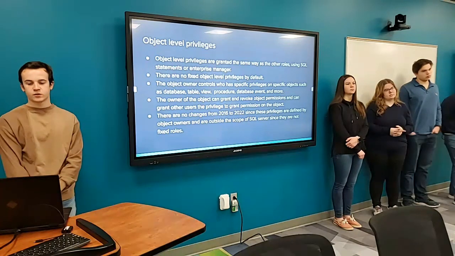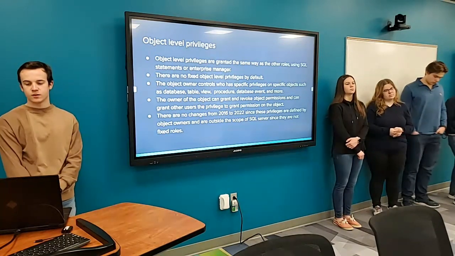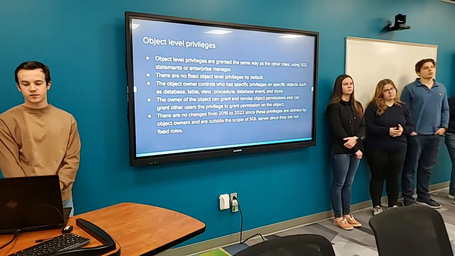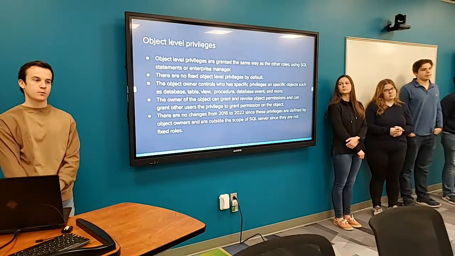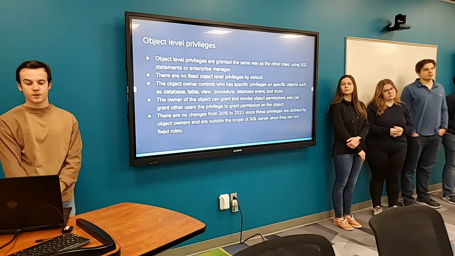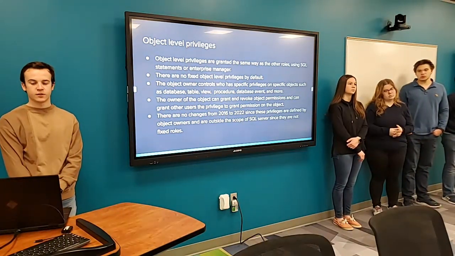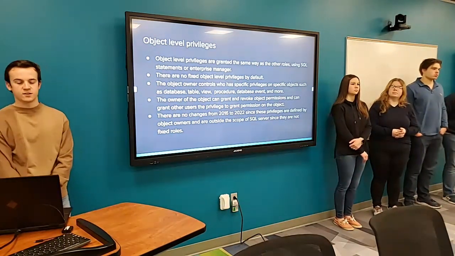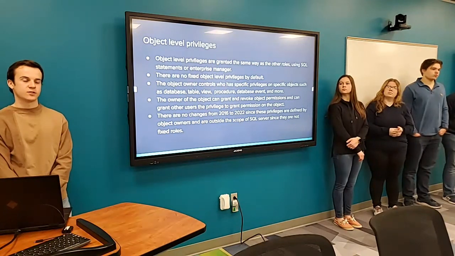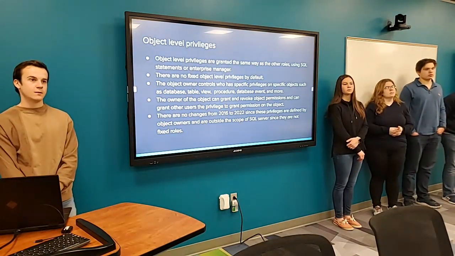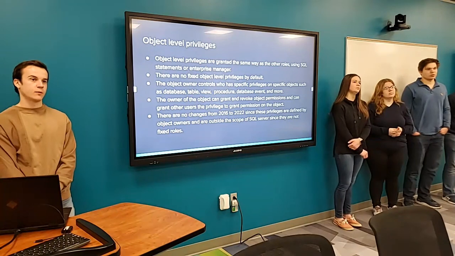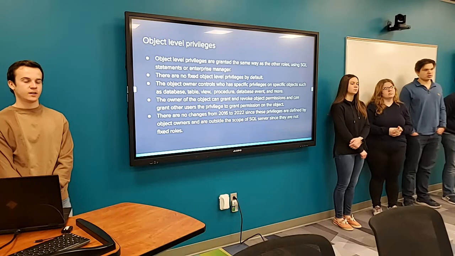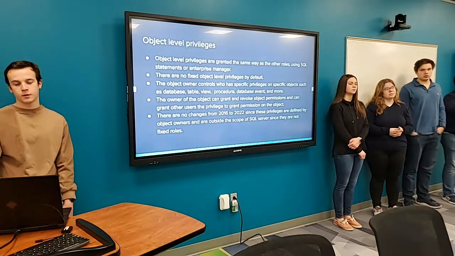The object owner controls who has specific privileges on specific objects such as database tables. We use procedures, database events, and more, so it's more than just tables and databases. The owner of the object can grant or revoke object permissions and can grant others permissions to grant permissions to others. So there can be 2 owners. There are no changes from 2016 to 2022 since they're not defined. There's no predefined. They're pretty much outside the scope.